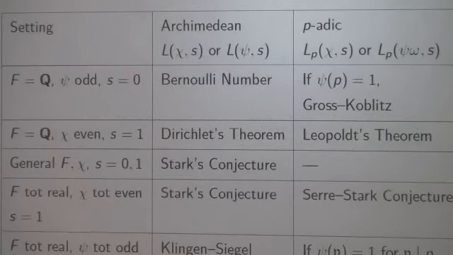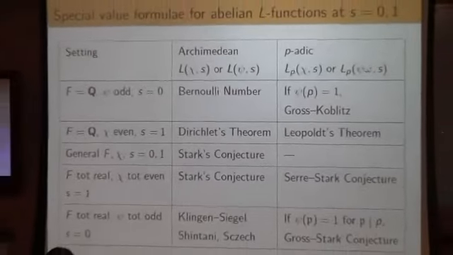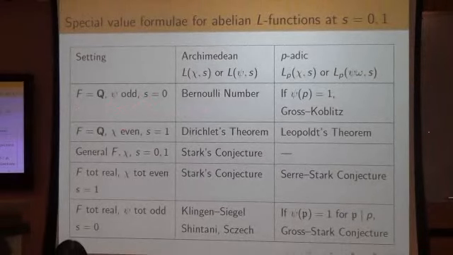Okay, so let me put everything together. There are no formulas here, just one slide. Again, for an odd character, the critical value is just given by a Bernoulli number. And on the p-adic side, if psi of p is 1, then we have a trivial 0, and you have the Gross-Koblitz formula. At s equals 1, for the Archimedean, we have Dirichlet's theorem. This is all over Q.